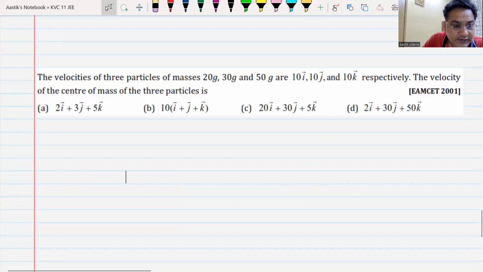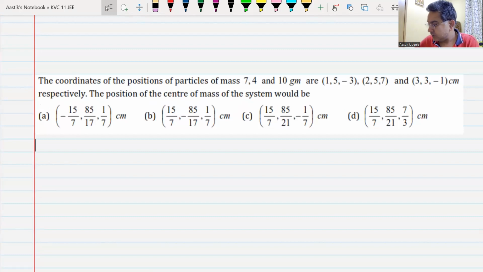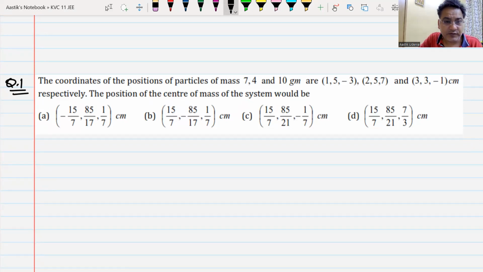No, they're asking you the velocity. We have not done the velocity just now. Let me give you this one. Find out the answer for this one. The coordinates of the position of three particles, mass is 7, 4, and 10 grams, are given. You have to find the coordinates of the center of mass. I'll give you 2 minutes to do this.